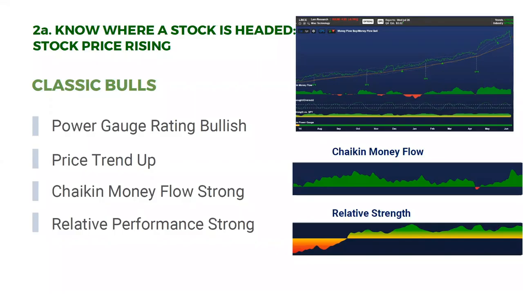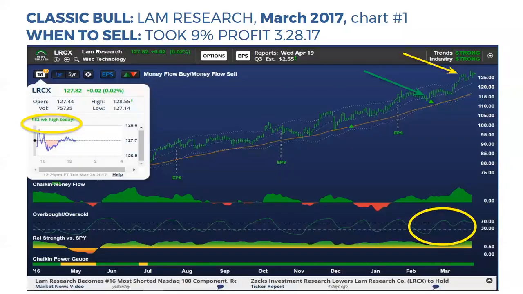So let's look closer at Lam Research. This is a slide I presented back in March when I presented a webinar, and this was when I first bought this stock. If you look down at the bottom, you'll see the Chaikin Power Gauge ribbon, the straight line there that's mostly green. So the Power Gauge ribbon going back into March for the past year had been pretty much bullish the whole time. So that's good. That checks one tick mark off on the criteria.